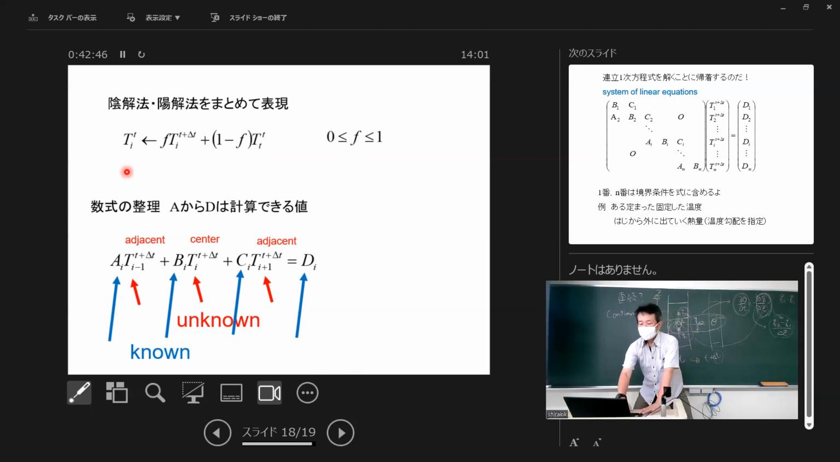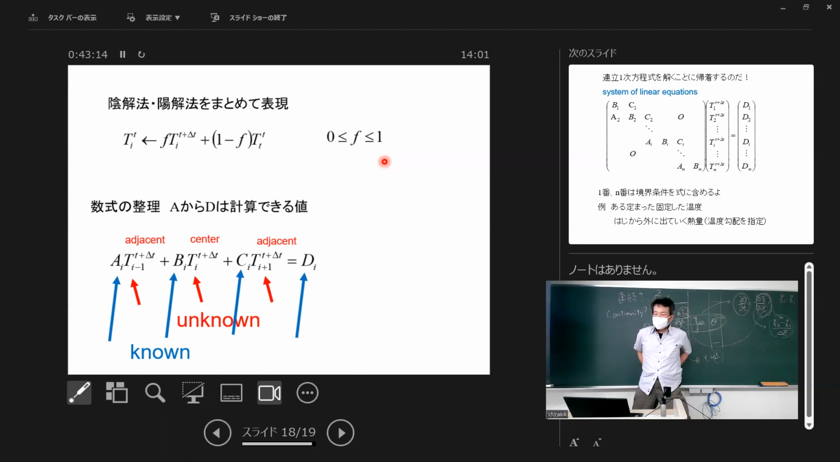So, for example, if f equals 0, that is called explicit method. So, explicit method means f equals 0 only.